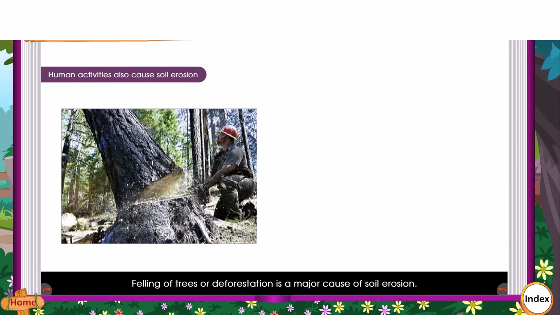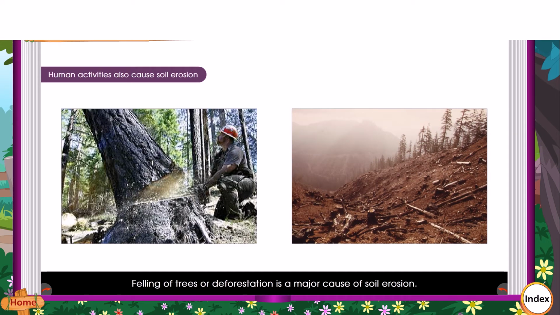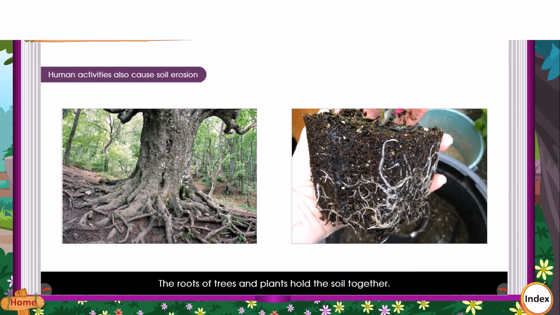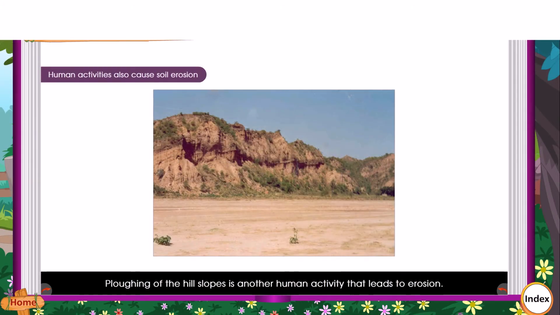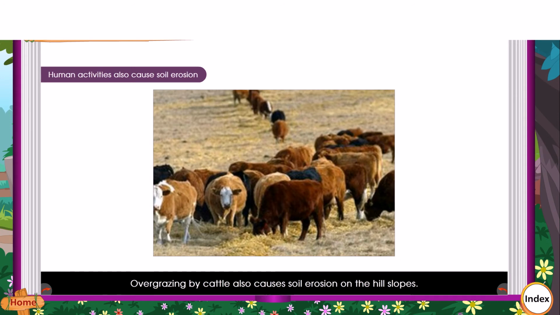Human activities also cause soil erosion. Felling of trees or deforestation is a major cause of soil erosion. The roots of trees and plants hold the soil together. When trees are cut down, the soil becomes loose and is easily carried away. Plowing of the hill slopes is another human activity that leads to erosion. Overgrazing by cattle also causes soil erosion on the hill slopes.